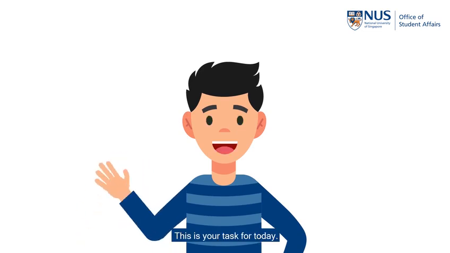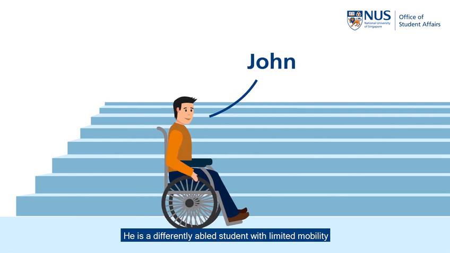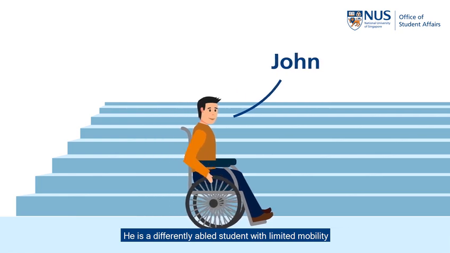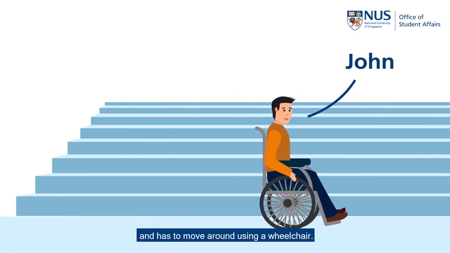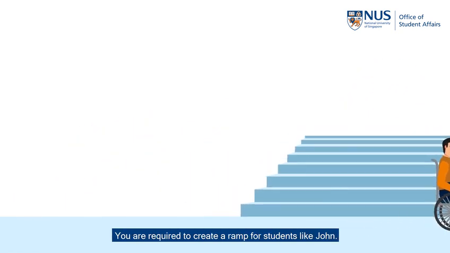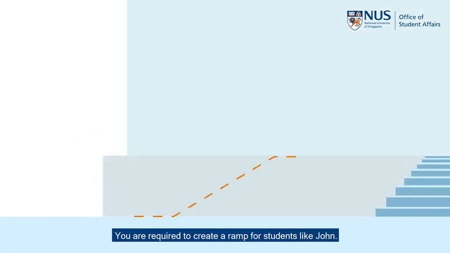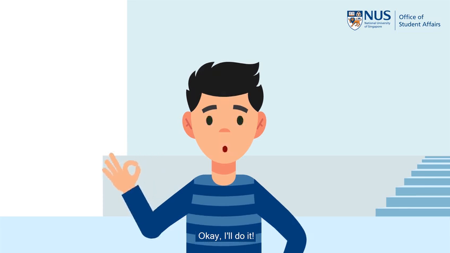Hello, Ben. This is your task for today. This is John. He is a differently abled student with limited mobility and has to move around using a wheelchair. You are required to create a ramp for students like John. Okay, I'll do it.